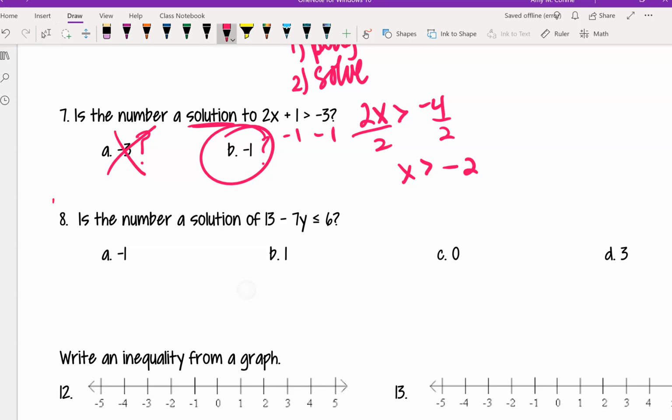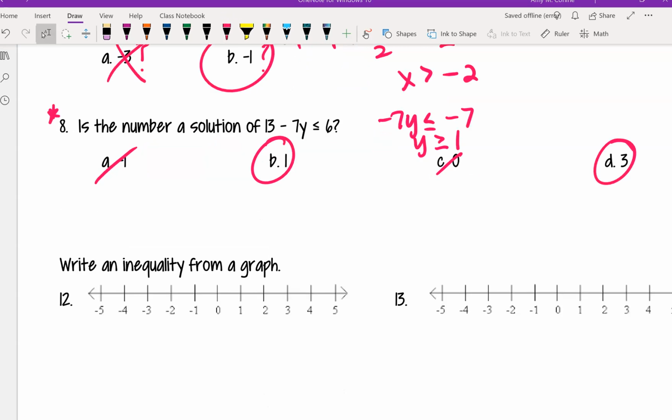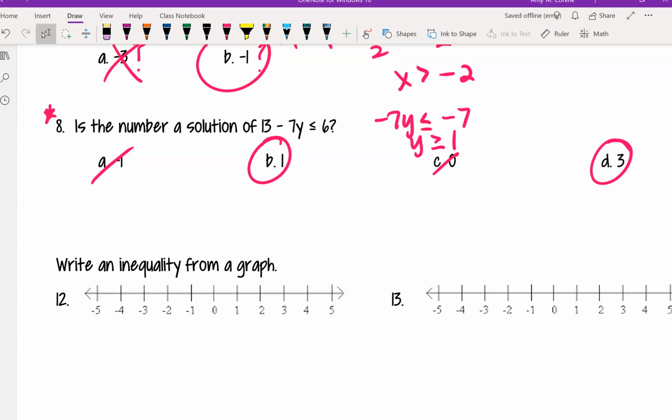So I want you to go ahead and do number 8 on your own. Go ahead and do that now. All right, so what you should get for 8 is that B and D both work for this particular inequality, because it can be 1 because of the equal to, but it's also greater than 1.